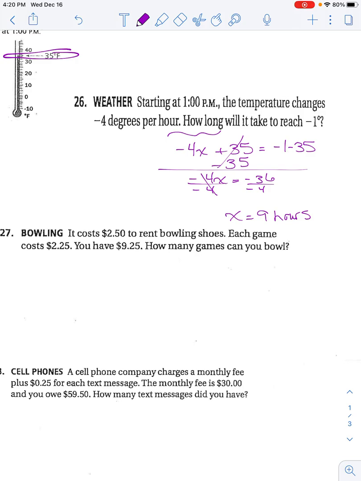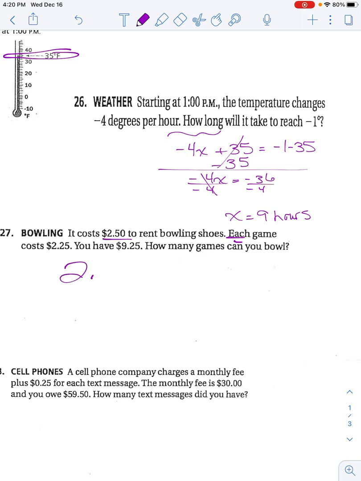Let's look at the next one. Bowling. It costs $2.50 to rent bowling shoes. Each game costs $2.25. Each game is $2.25. You have $9.25. How many games can you bowl?